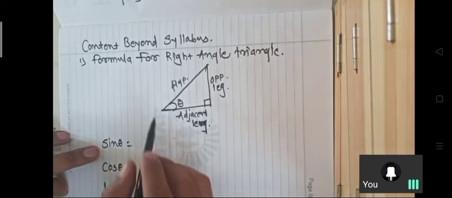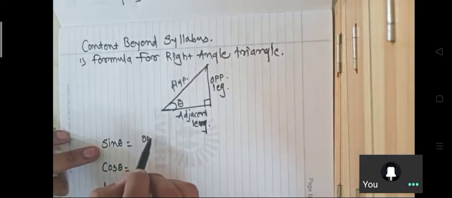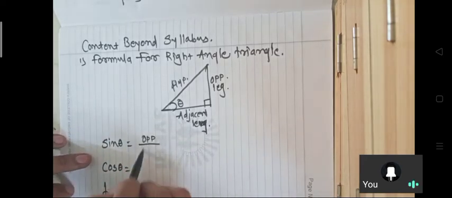So for this right angle triangle we have certain formulae such as sine theta, cos theta and tan theta, right? So I'm going to write those three formulae right now. Sine theta is opposite upon hypotenuse. Then cos theta is adjacent upon hypotenuse, and this tan theta is nothing but opposite leg upon adjacent.